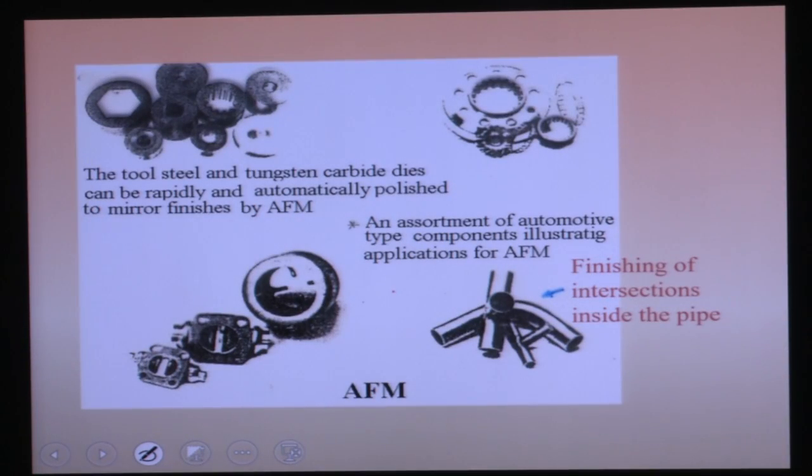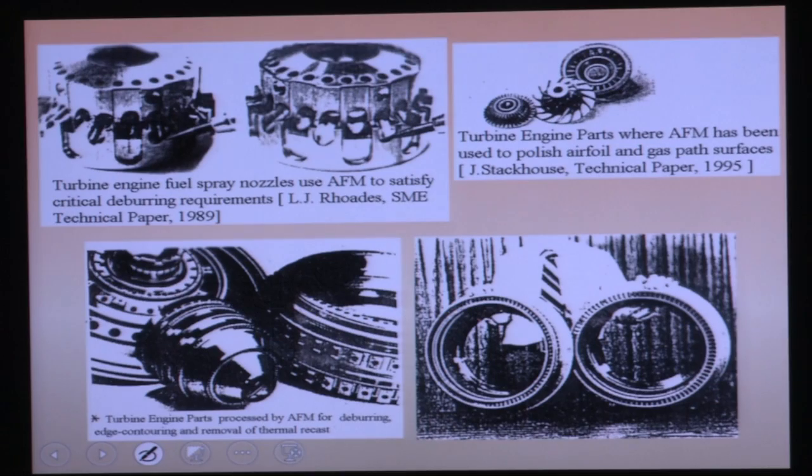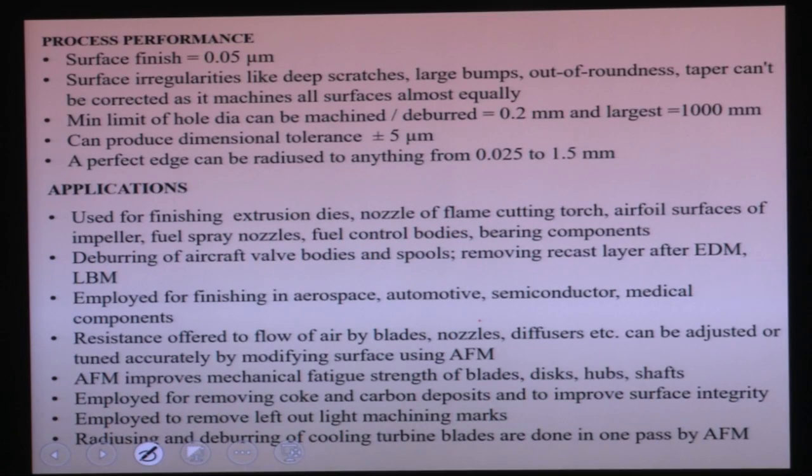I told you initially that there are so many holes, pipes actually connected here. Here you can see it is not smooth at the intersection of these two holes. This intersection of two holes can be polished by the abrasive flow finishing process. These kinds of small components can be polished by the AFM process. These medical parts also should be burr free and highly polished. These heart valves are polished by the abrasive flow finishing process. Like this, there are so many applications for this abrasive flow finishing process.